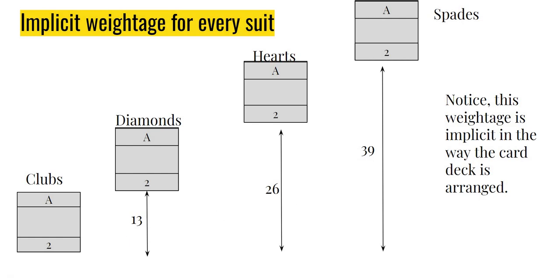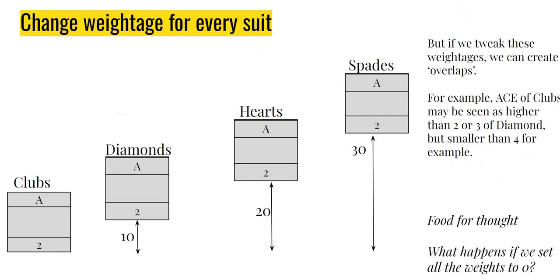Now, the question is, what happens if I do not follow these weights? For example, let's say I give weightages of say 0, 10, 20, and 30. Now, notice the moment I do this, there is some kind of overlap created. As a result, now we see that ace of clubs may be seen as higher than, let's say, 2 of diamond or say 3 of diamond, but will still be, say, smaller than 4 of diamonds. Now, clearly, you can play with these weights to create all kinds of combinations.